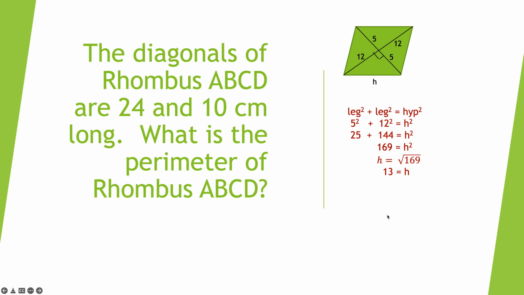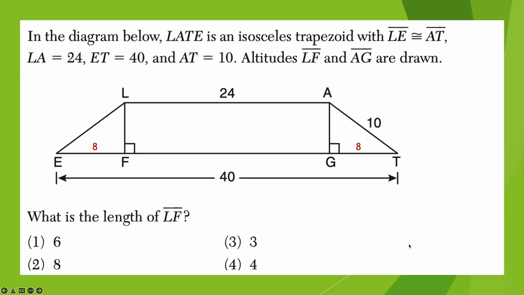Okay? It's not the answer, though, because it asks for the perimeter of the rhombus. I just found what one side of the rhombus is. The perimeter is 4 times 13 because of the 4 sides, or 52. All right, let's try this one.